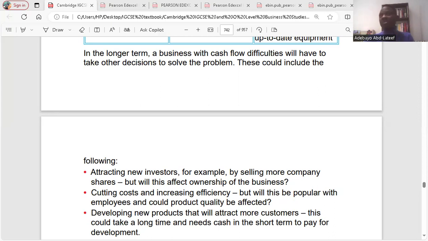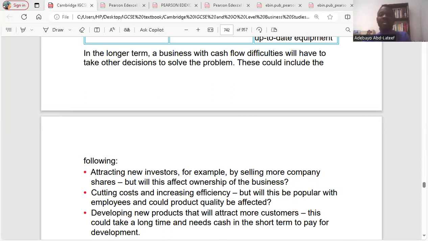But note, the problem is that it will increase your cash inflow, but some customers will not buy from you, especially if your competitors allow them credit. You will lose customers. But for the long term, these things are not applicable.